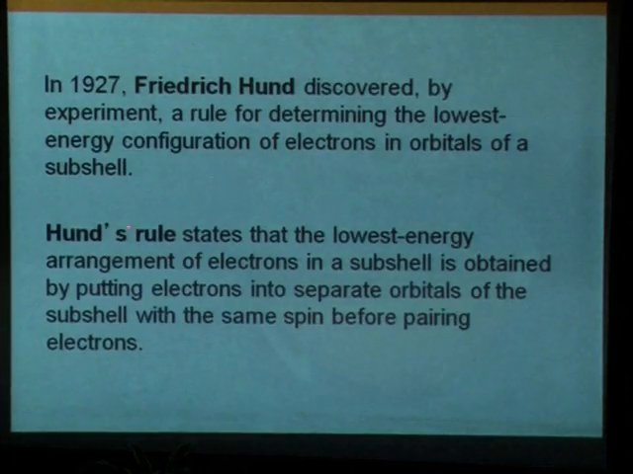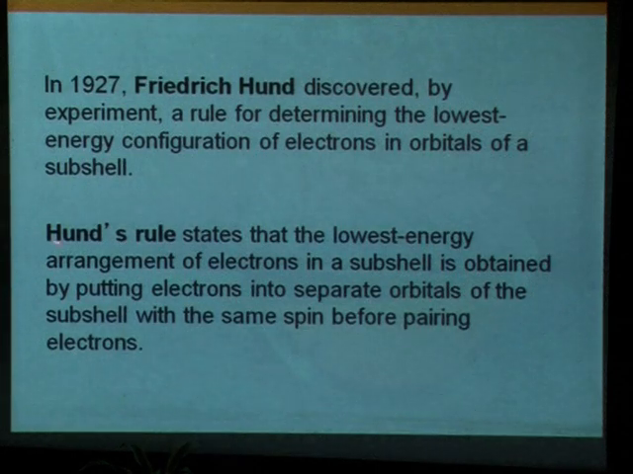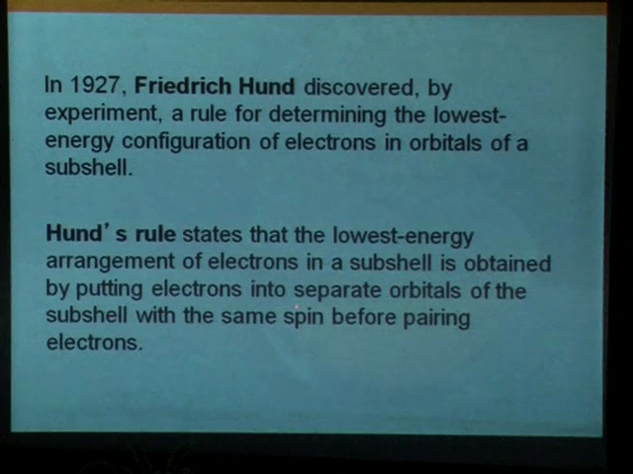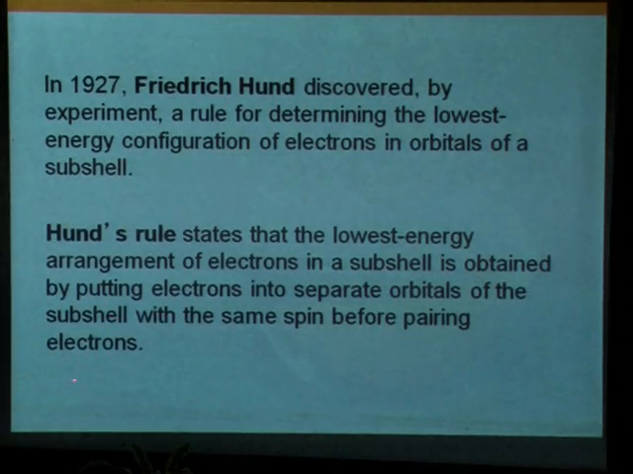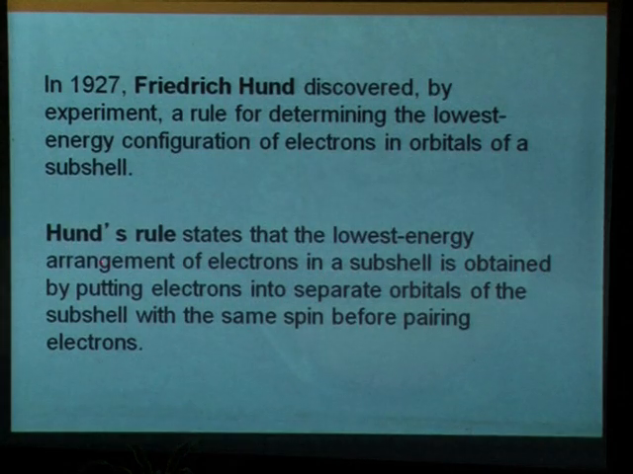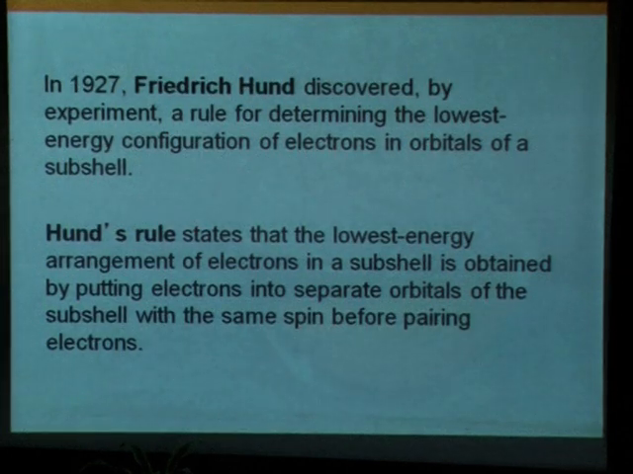And then we have Hund's rule: the lowest energy arrangement of electrons in a subshell is obtained by putting electrons into separate orbitals of the subshell with the same spin before pairing the electrons. So that's why the spin is very important. And I'm going to come back and prove this on the blackboard. If not today, in the next class, depending on my time.